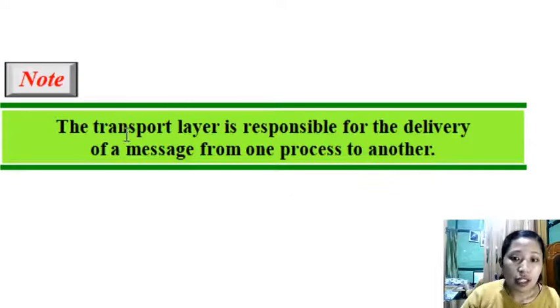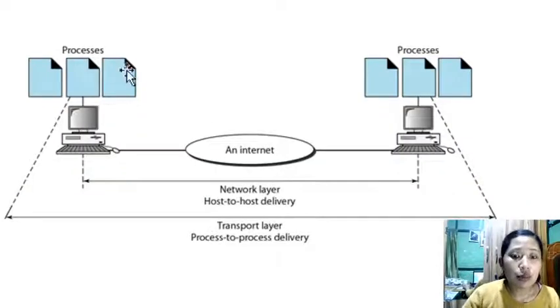As I said, the transport layer is responsible for delivering a message from one process to another process. This is done by using the process ID. Once the message reaches the destination, the process number or process ID, to which the message needs to be forwarded, will be inserted by the transport layer.